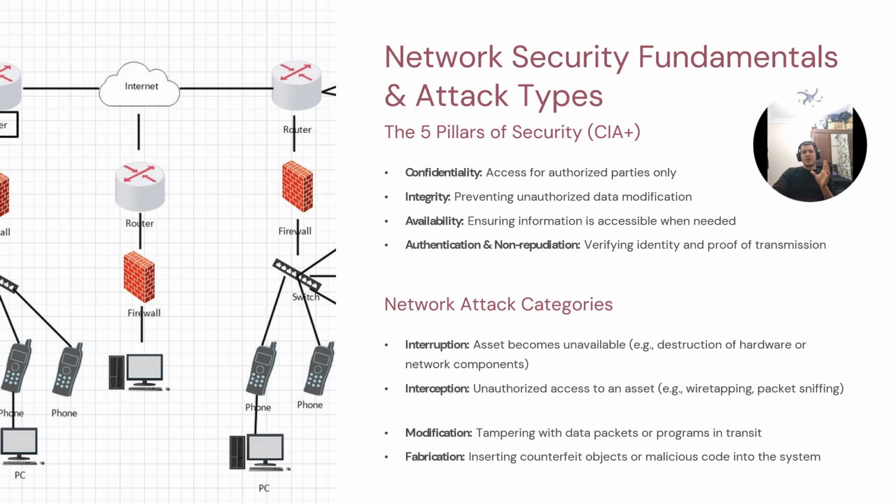However, attackers target these pillars using four specific categories of attack. First, interruption. Attacks that destroy hardware or cut the connection to stop service. Then we have interception. This is unauthorized access like wiretapping or packet sniffing. Then modification, the tampering with data while it's traveling across the network. Then we have fabrication. This is inserting fake data or malicious code into the system. Our primary focus is on preventing interruption and protecting availability.